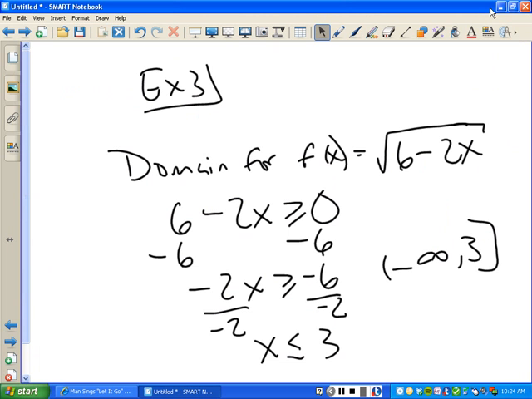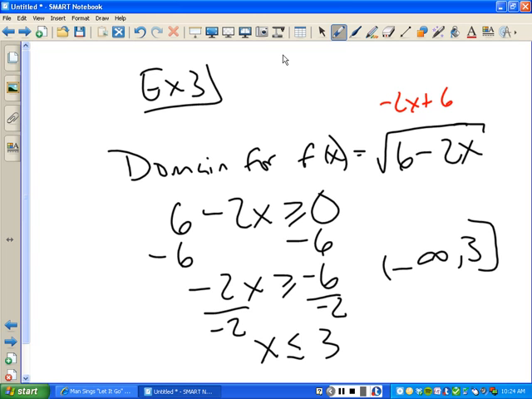The question was, could you write that as negative 2x plus 6? Could you use negative 2x plus 6? The answer is yes. Okay.